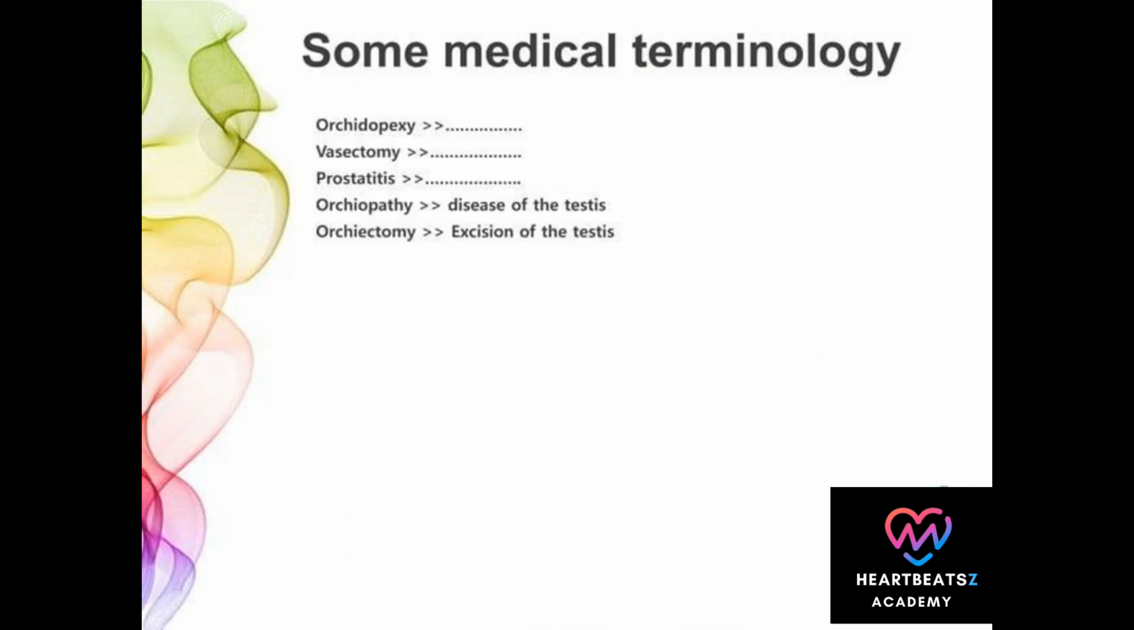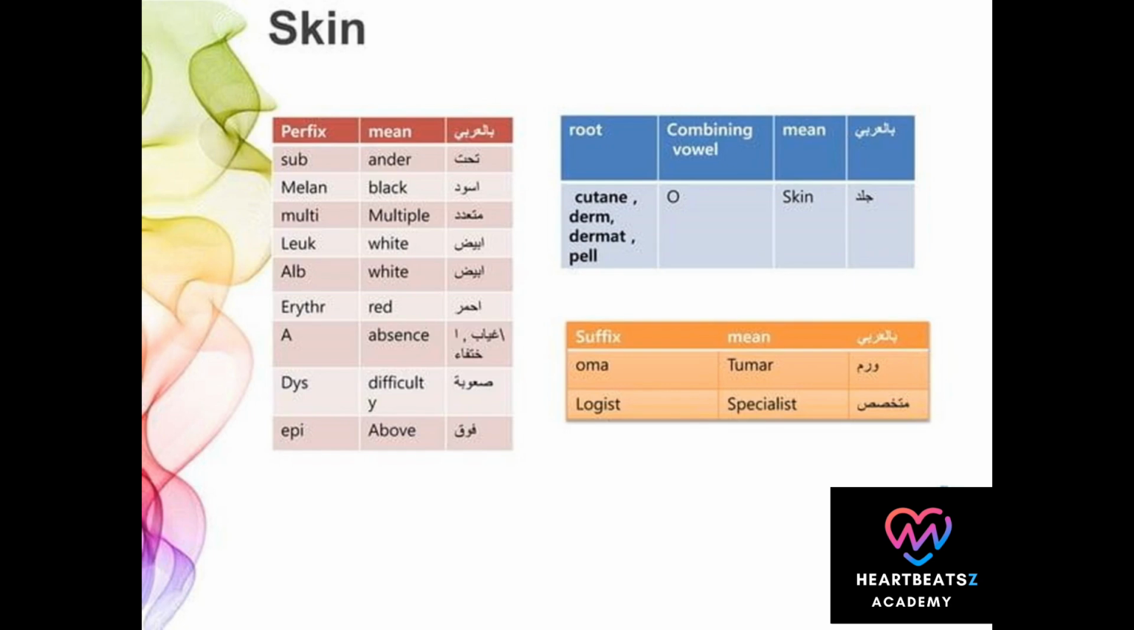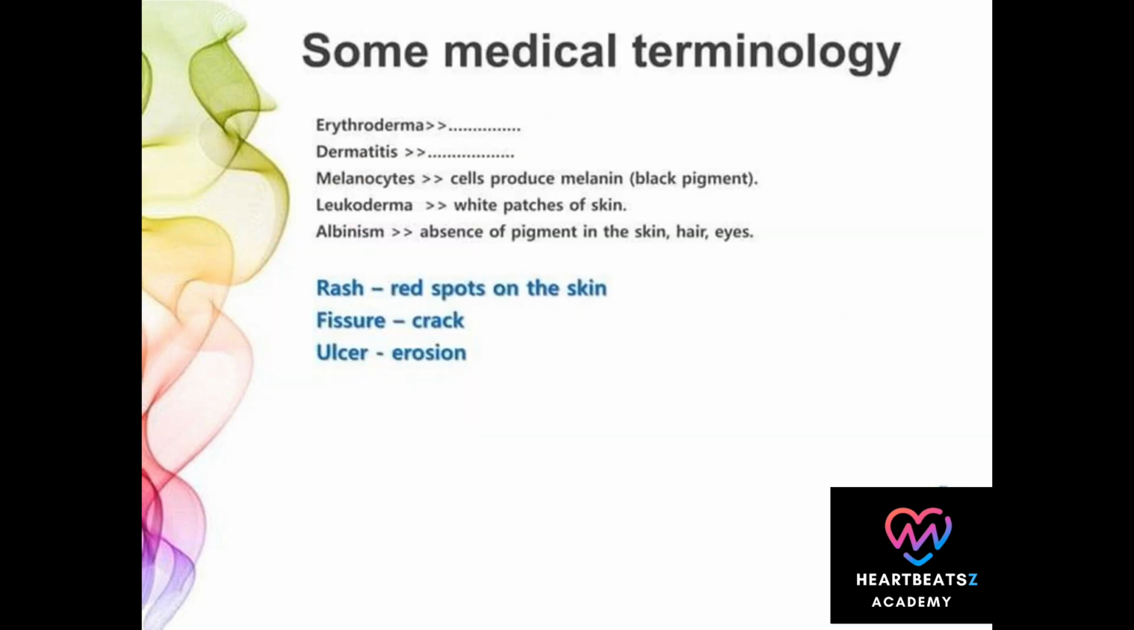Now, let's discuss the skin. We have words like erythroderma, which is a condition where the skin becomes red and inflamed, and dermatitis, which is inflammation of the skin. We also have terms like melanocytes, which are cells that produce melanin, and leukoderma, which is a condition where there are white patches on the skin.